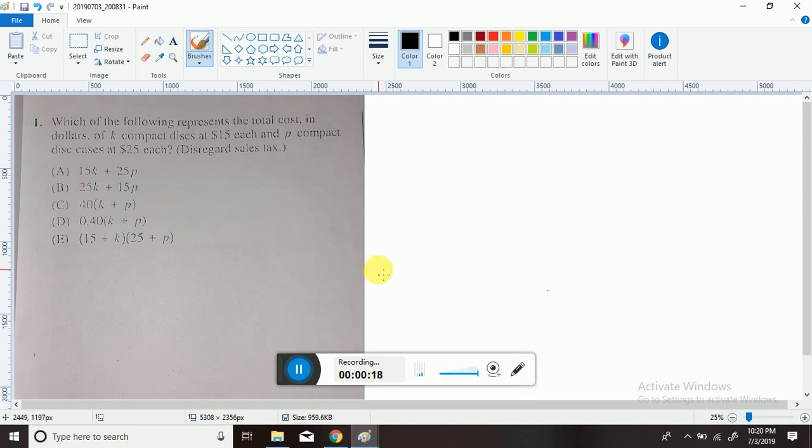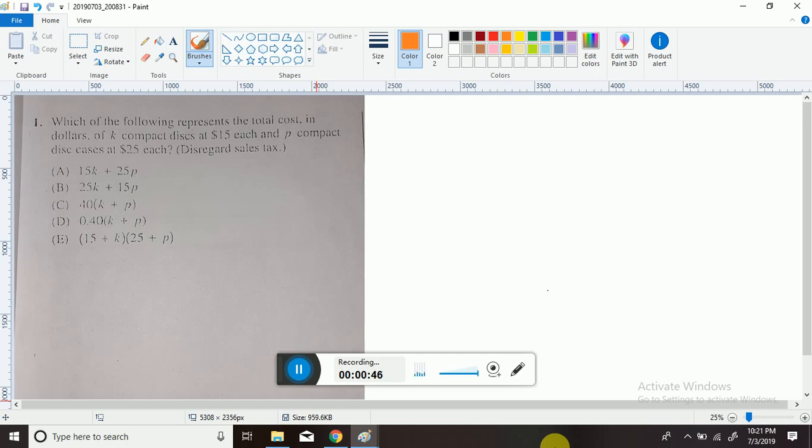The first problem is, which of the following represents the total cost in dollars of K compact discs at $15 each and P compact disc cases at $25 each. Disregard sales tax. The tax is not included in the problem.